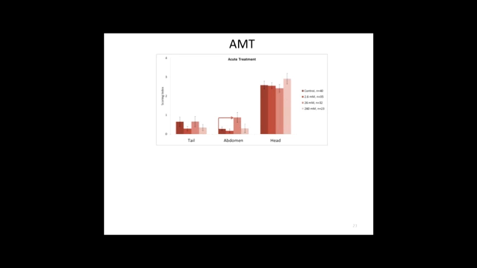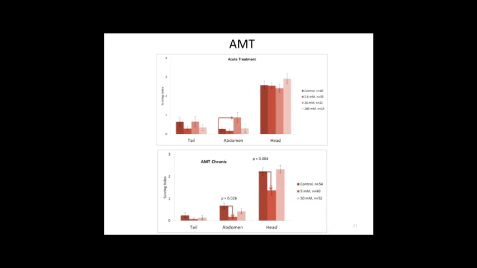AMT, the dopaminergic enzyme inhibitor, seemed to increase sensitivity in the abdomen in the acute treatment. It's hard to give a lot of weight to this treatment group because, as an enzymatic inhibitor, it's hard for AMT to really have an effect in only 1 hour. So it's safer to say what happens in the chronic treatment is more believable. And here it seemed to decrease sensitivity in the abdomen and the head.